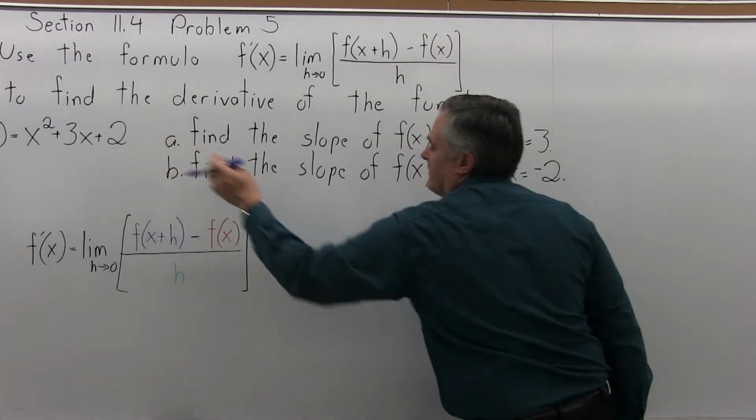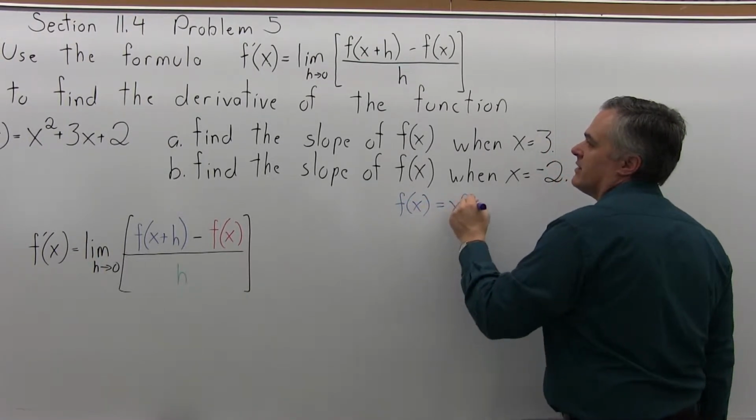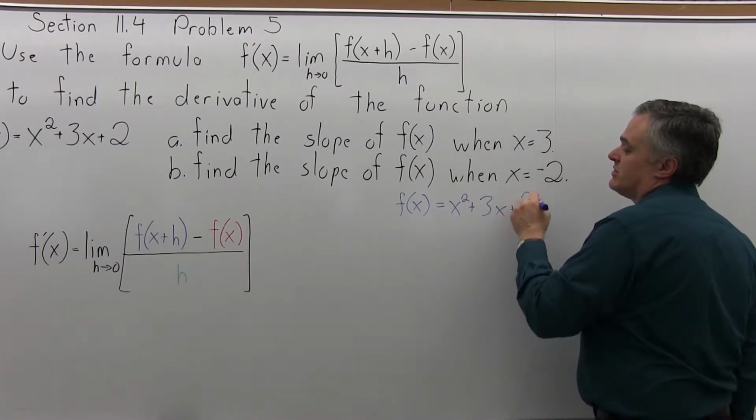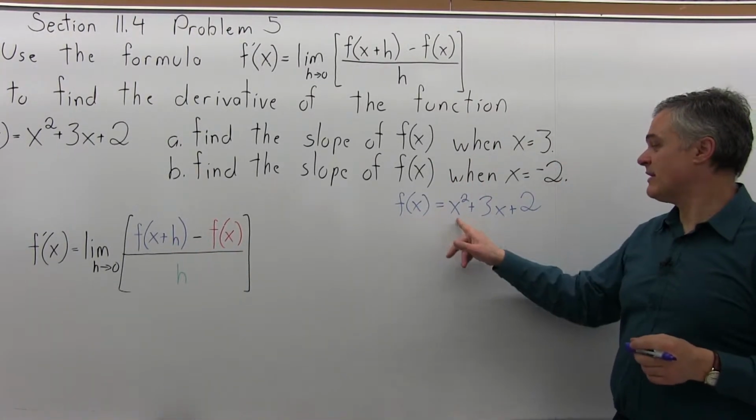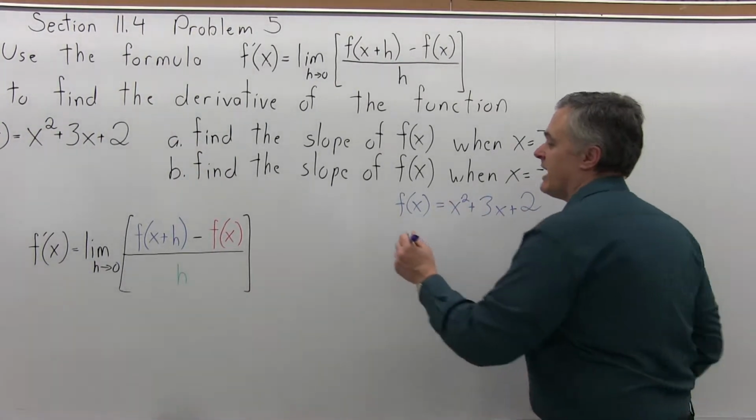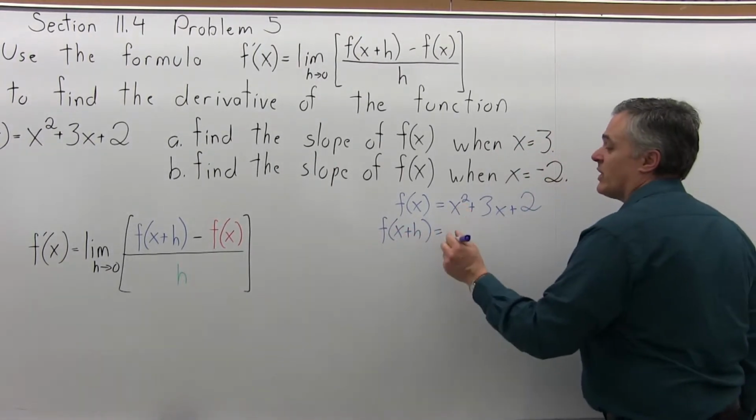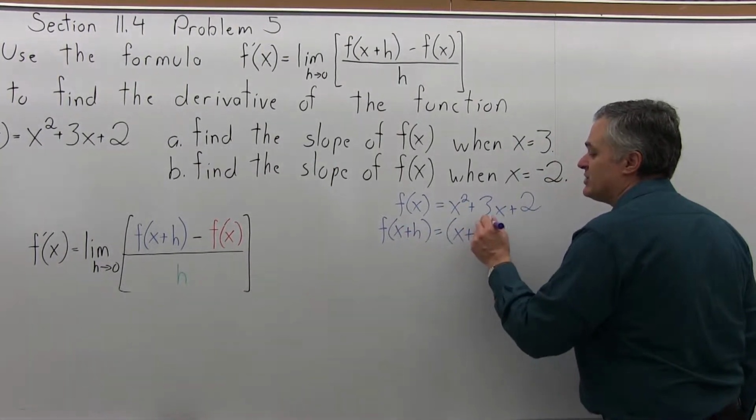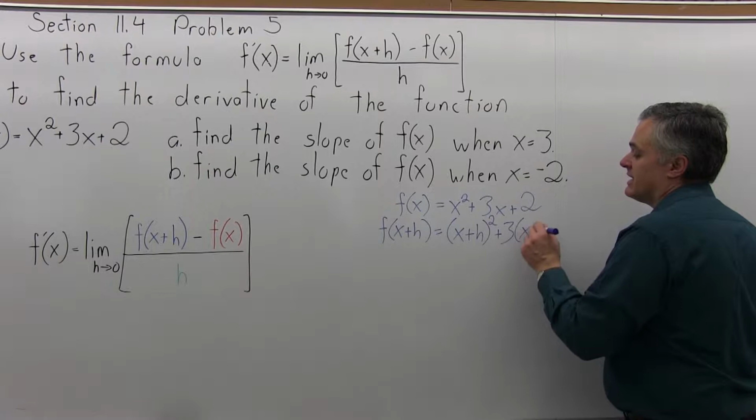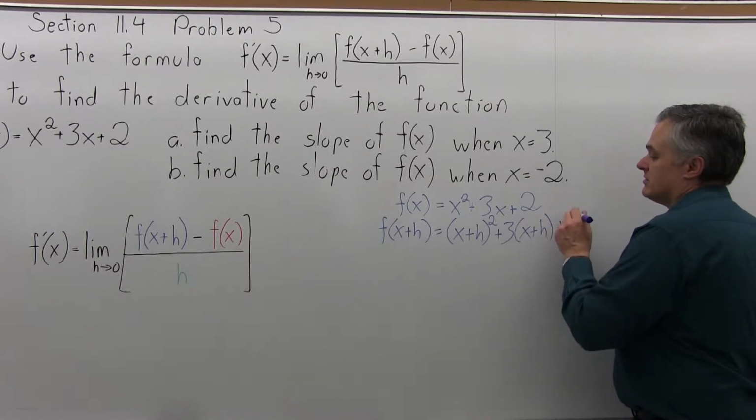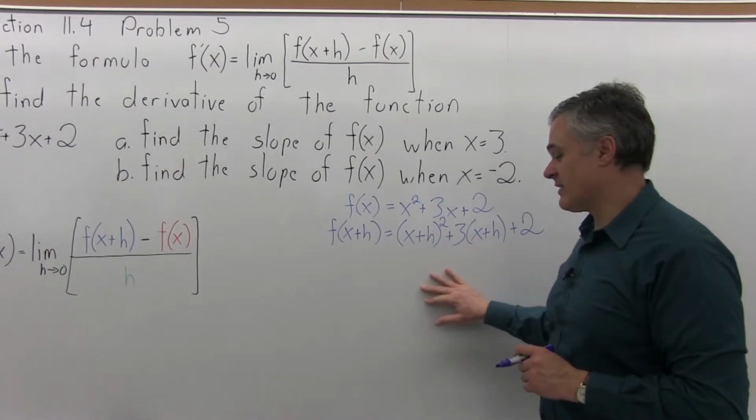So f of x is given in the beginning of the problem. It is x squared plus 3x plus 2. And f of x plus h means use x plus h as an input. Every place that you have an x, replace it with the input, which for this is x plus h. So f of x plus h equals the x squared becomes x plus h squared, second power, plus 3 times x is 3 times x plus h, then plus 2. So that is the answer, but it really needs to be simplified. We can't leave it like that.